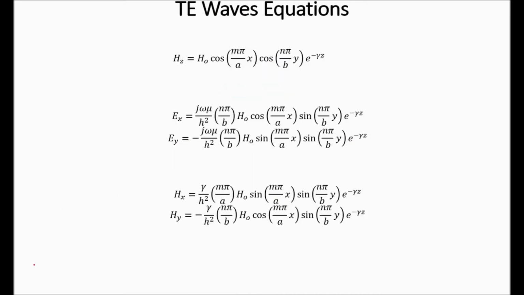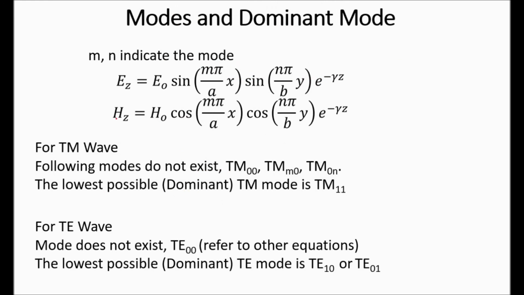Now we see the transverse electric field equations. Hz is what we obtained from the solution of the wave equation. Then we use Maxwell's equations to find Ex and Ey, Hx and Hy. There is no Ez component because it is a transverse electric field, so Ez is equal to 0. In the solution to the wave equation, you find the integer numbers m and n. The integers m and n in the expression are called the modes of the wave.